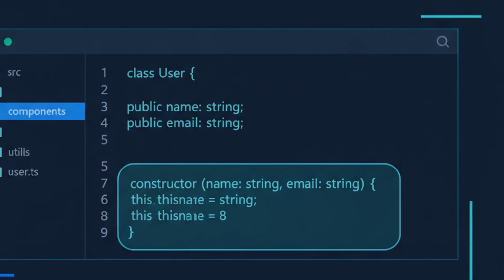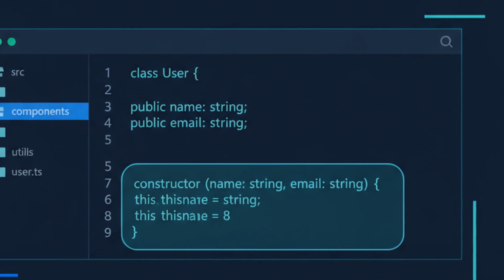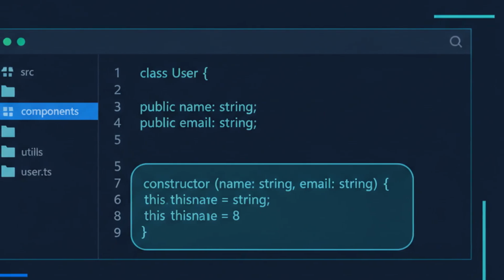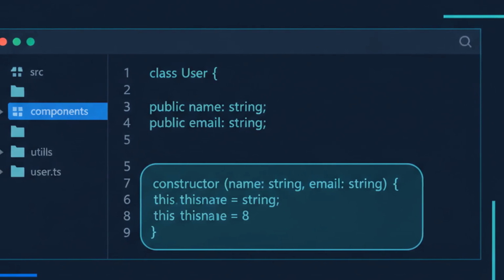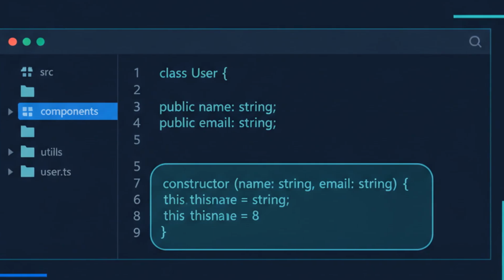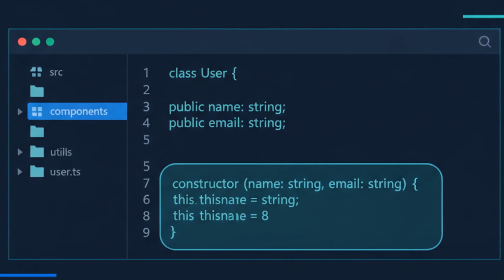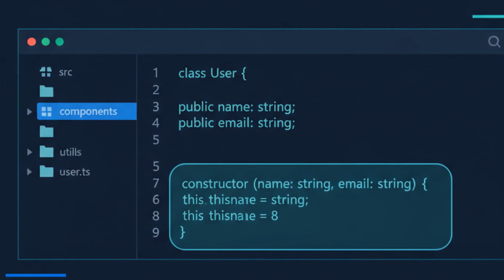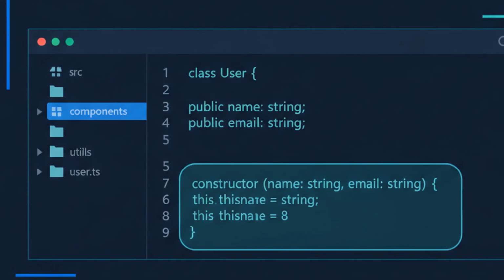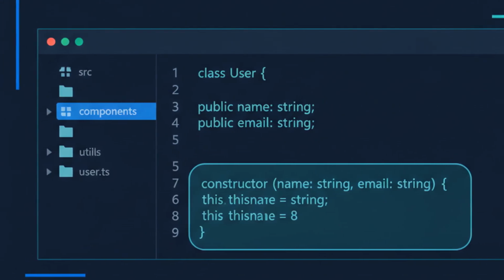Right now, our class declares properties but never fills them in. That's the constructor's job. The constructor is a special method that runs automatically when you create a new instance. We pass in the values and assign them to the object using the this keyword. The word this refers to the specific instance being built. Think of it as the object saying my name, my email.